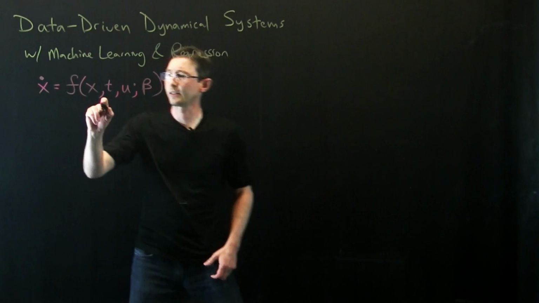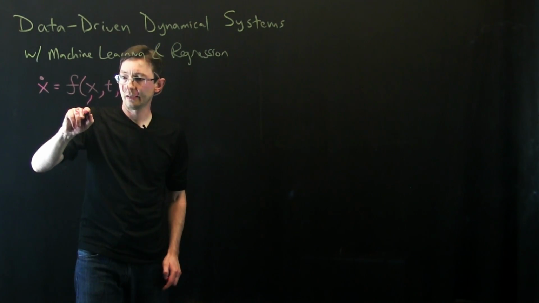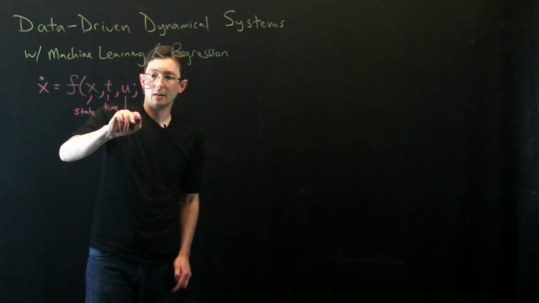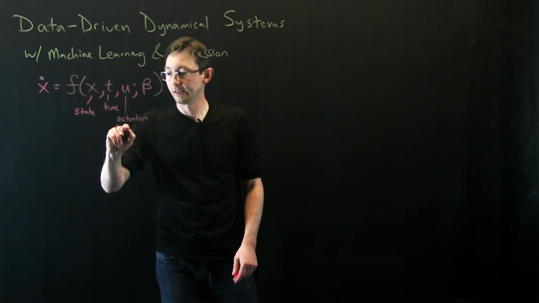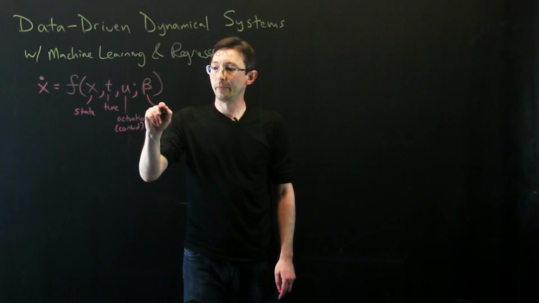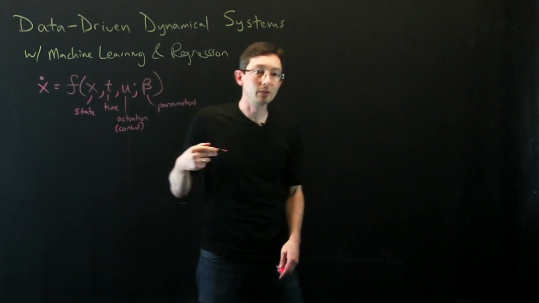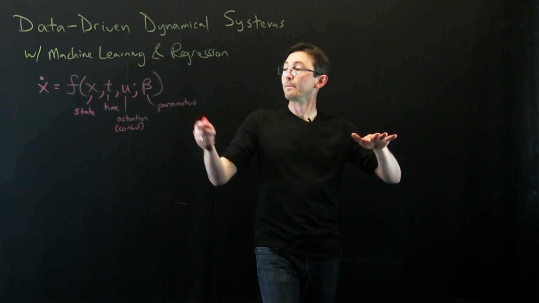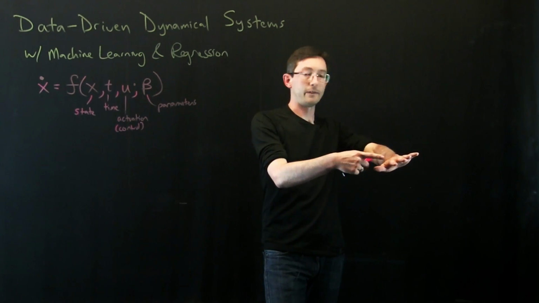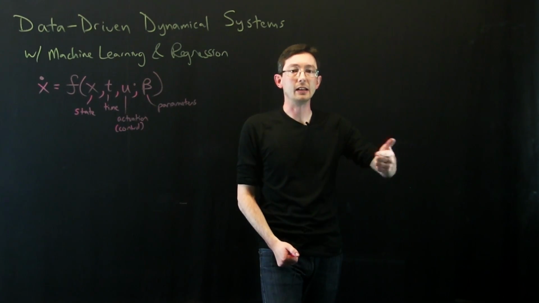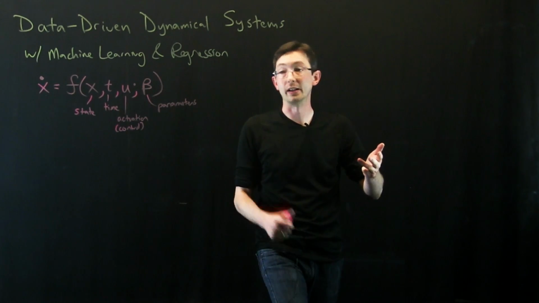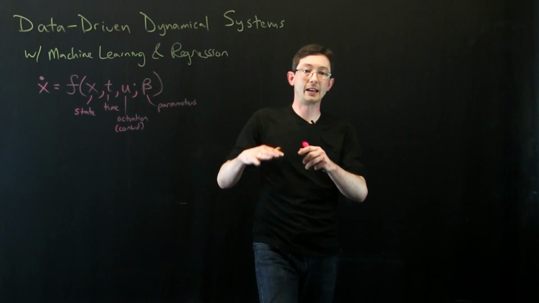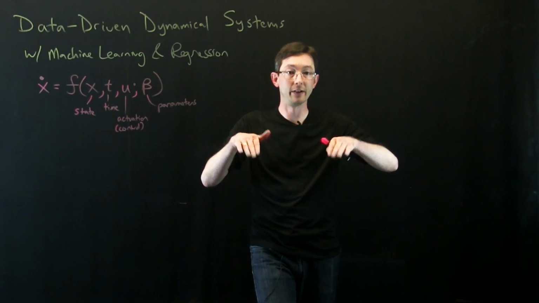So let's just actually write down: x is the state of the system, t is time, u is some actuation or control input. Let's just put in parentheses control. Beta are my parameters. And in general, my system might have a lot of parameters. So for example, if this is a model of an aircraft flying, then beta might be a function of the wind speed, the humidity, the altitude, how heavy the plane is, all of these things where the dynamics would change as beta changes. And u would be all of my control variables, like how far my flaps are extended or how high my elevators are and things like that.